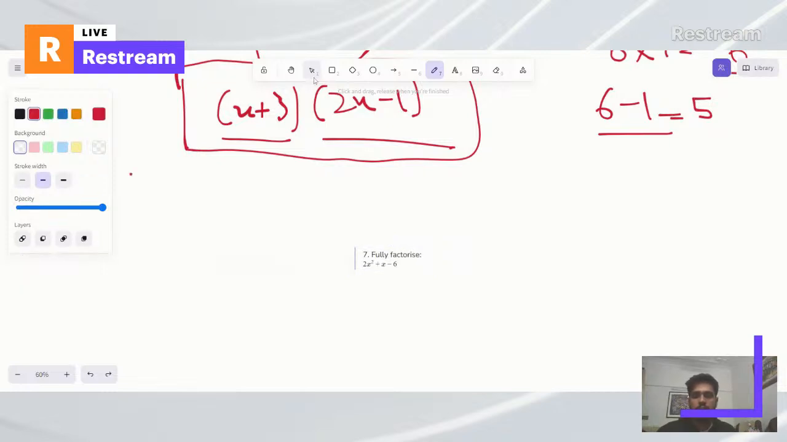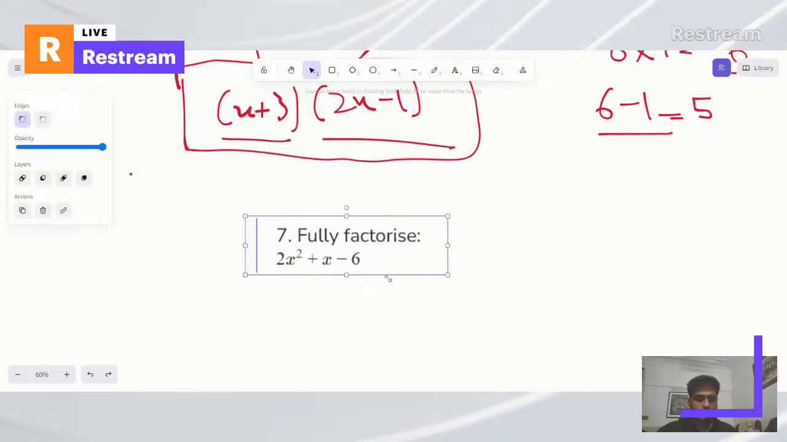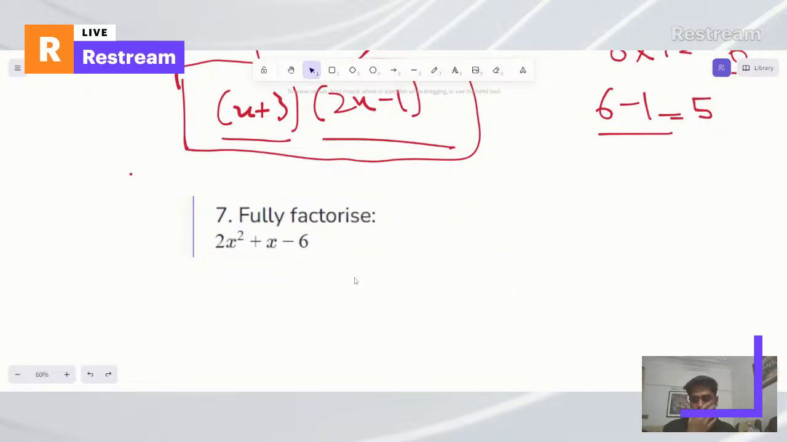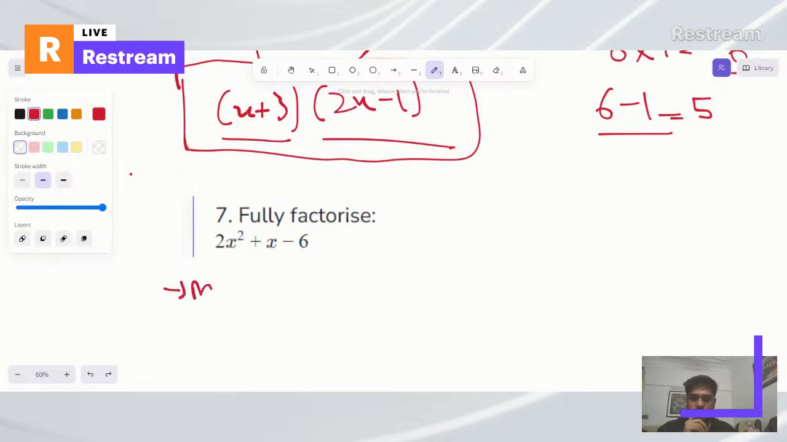So can anybody tell me the answer to this equation? How are we going to do this? We are going to factorize it completely. So how are we going to factorize it completely? Can anybody answer me? We're going to use middle term breaking, right?